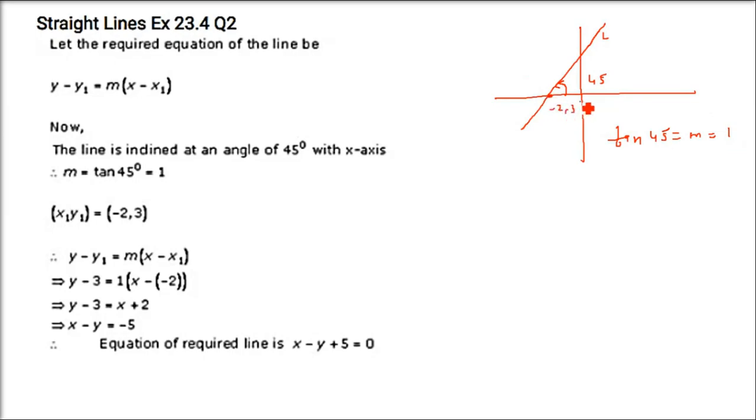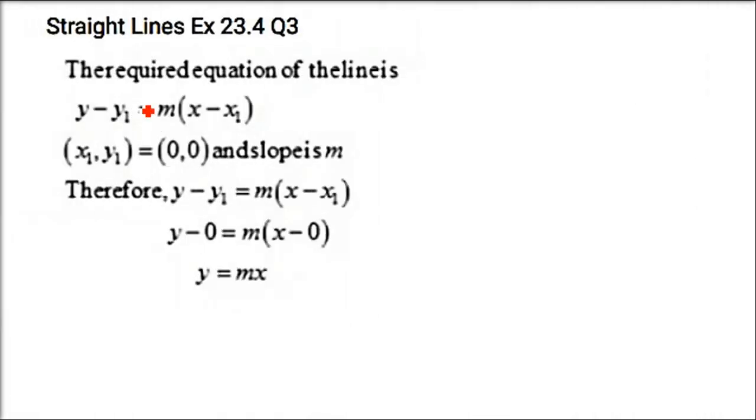Now it is passing through minus 2 and 3. So we'll take x1 as minus 2, y1 as 3. Now we have all the ingredients. Y1 and x1 we are going to put as 3 and minus 2 like this, and m is 1. The equation will be x minus y equals minus 5. X minus y plus 5 equals 0.